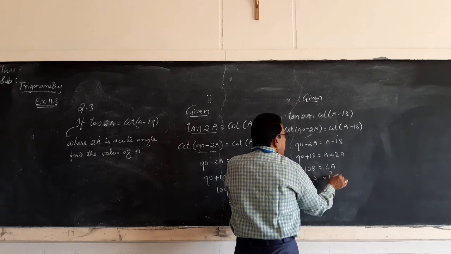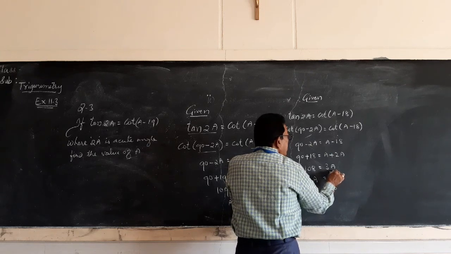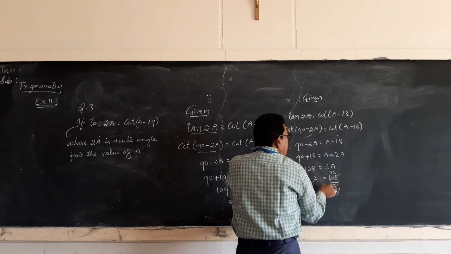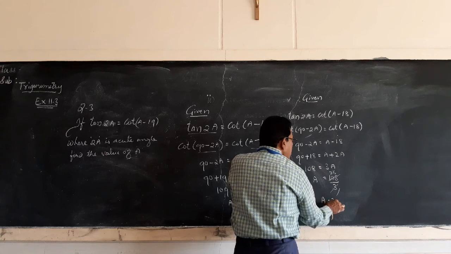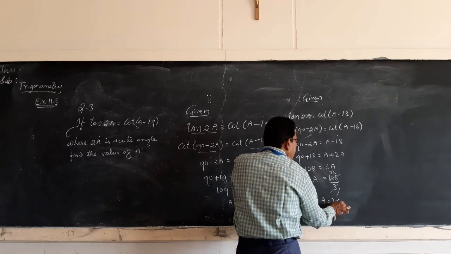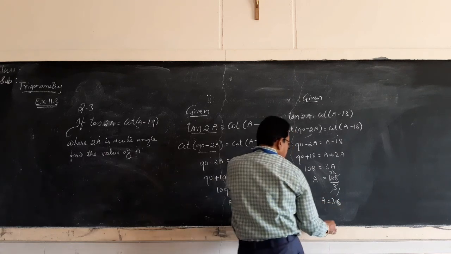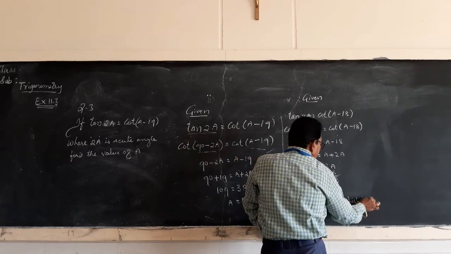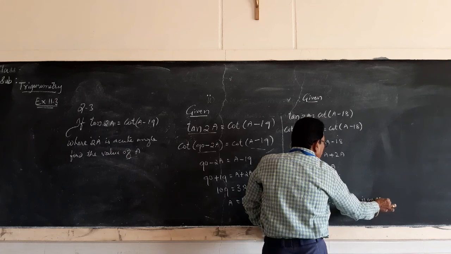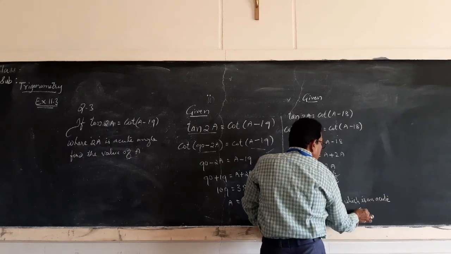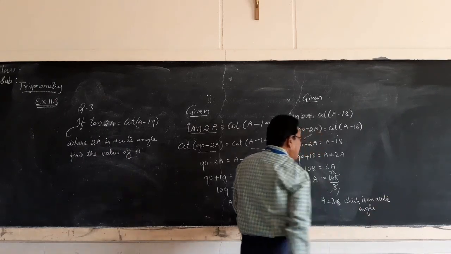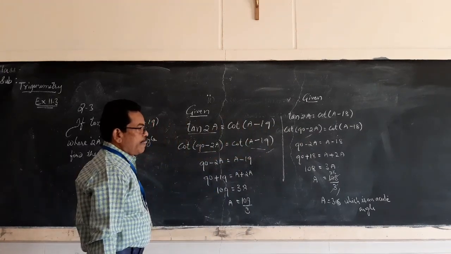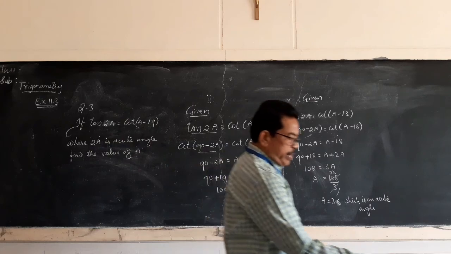3 3s are 9, 3 6s are 18, 3 1s are 3. A equals 36 degrees. A equals 36, which is an acute angle. Now the next one.